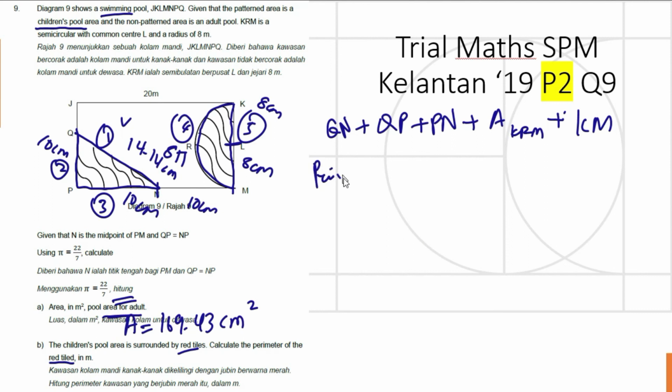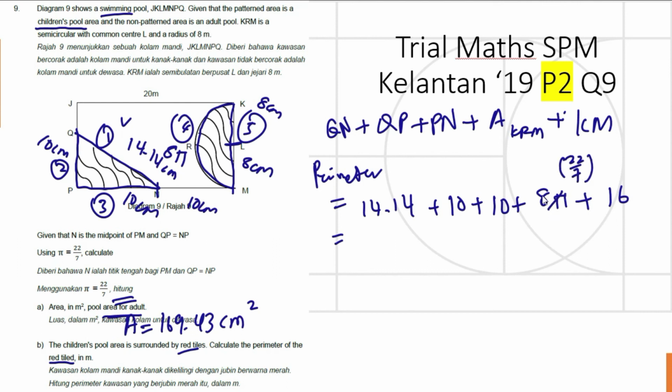So perimeter is equal to QN, which is 14.14, plus QP, which is 10 cm, plus PN, which is also 10 cm, plus arc KRM we calculated before, which is 8 pi, plus KM, which is 16. So pi can be changed to 22/7. So we get 75.28 centimeter. So the answer is 75.28 centimeter.